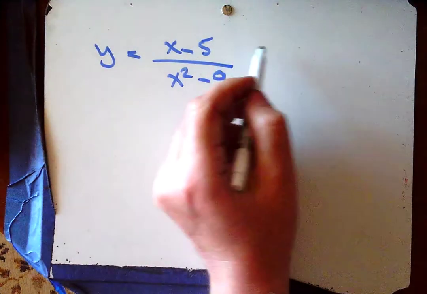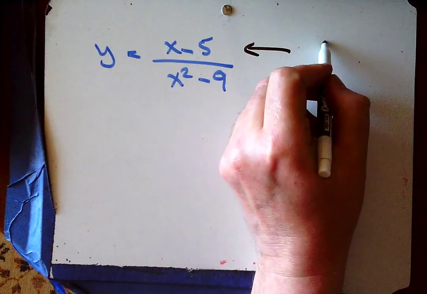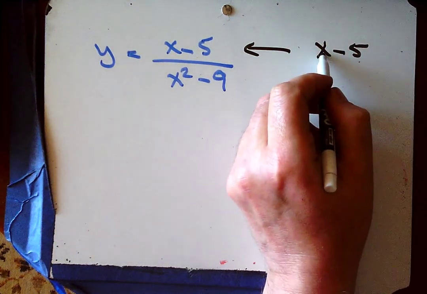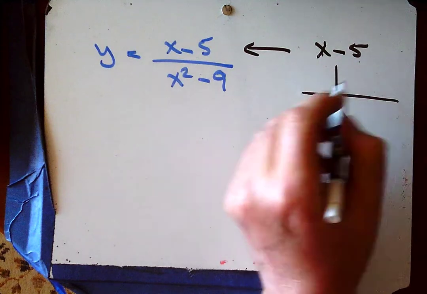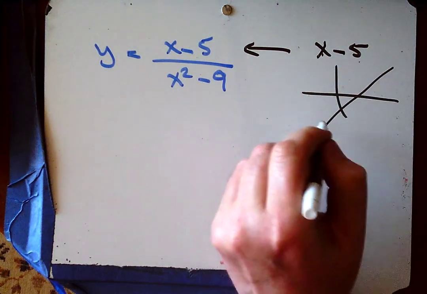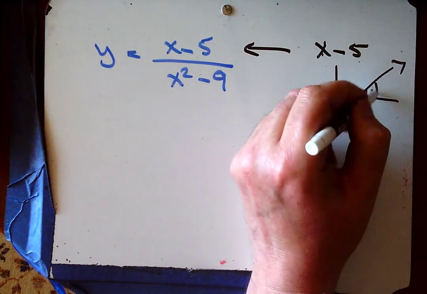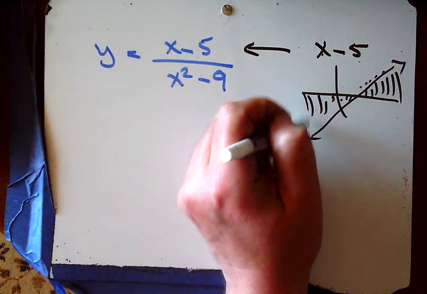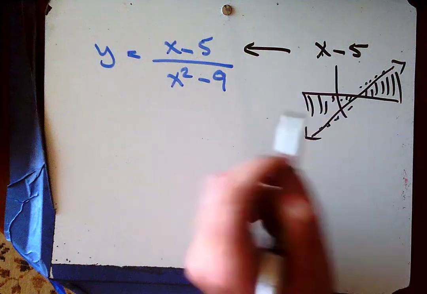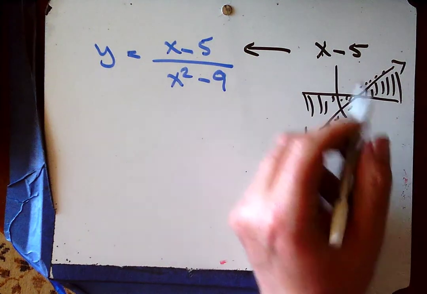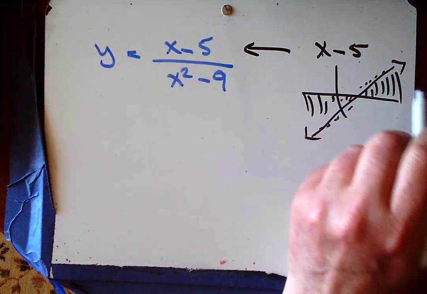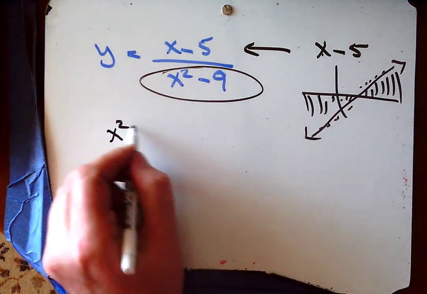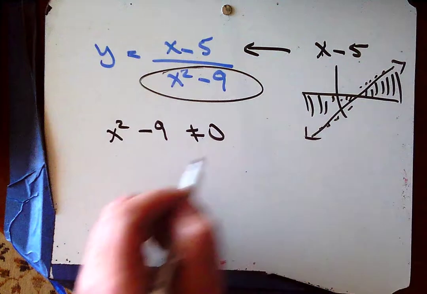Okay, well, let's think about the top. The top is this linear function, x minus 5. And I can plug in any number I want there. When I think about the graph of this, I can plug in all these x values and get y values. I can plug in any number I want. So the numerator doesn't cause any domain restriction for us. But the denominator, I know I can't have 0 down there.